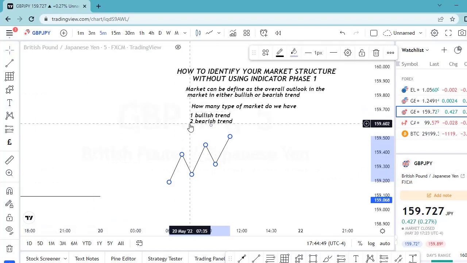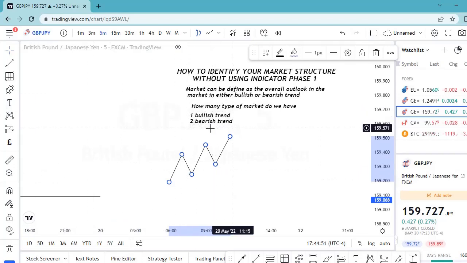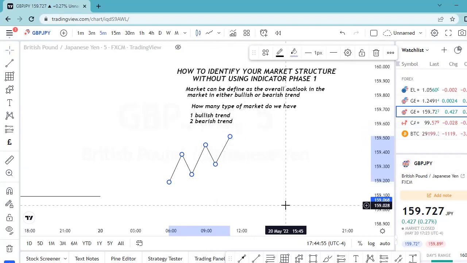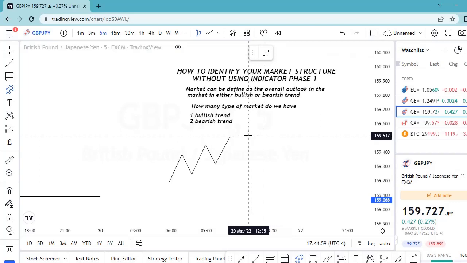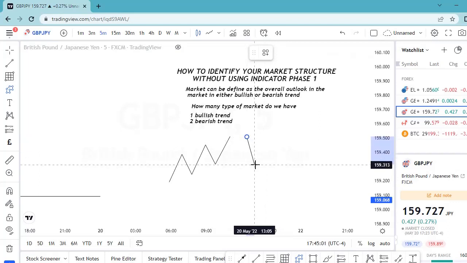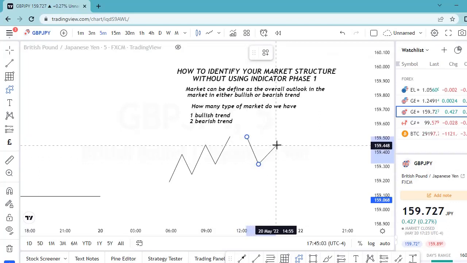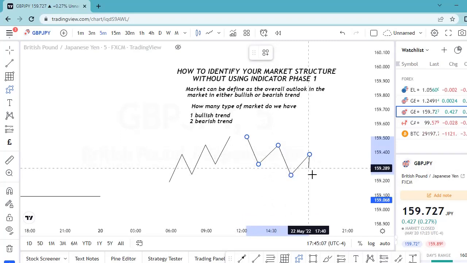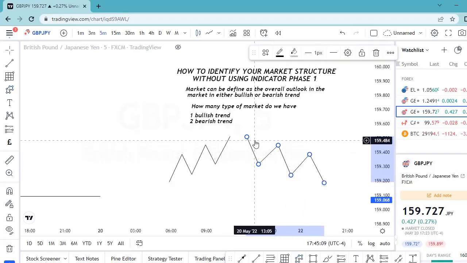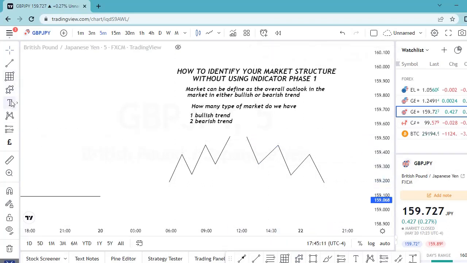So let's go to the bearish trend. On the bearish trend, what do we really want to see? What categorizes a bearish trend is a series of lower lows and lower highs. When I see price trading down, lower low, lower high, lower low, lower high, lower low. This is what we want to be seeing on the bearish trend.